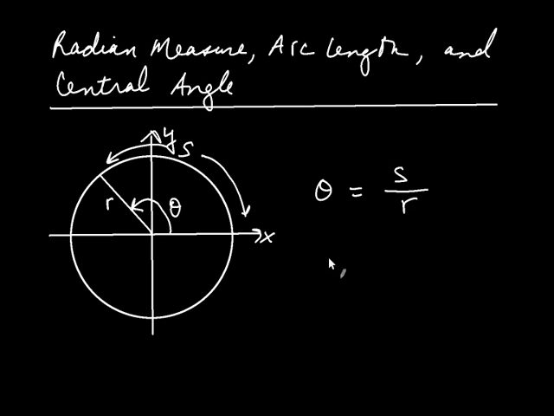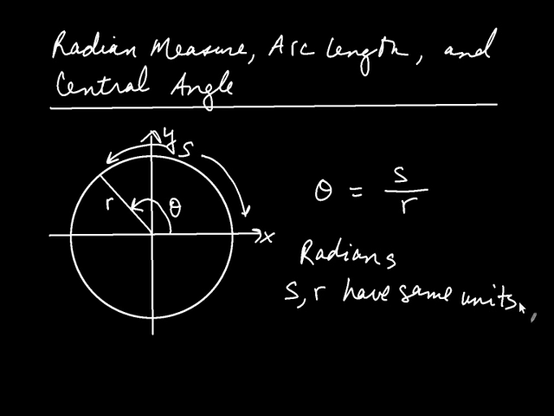Okay? So what's important here is that the angle is in radians, so this is the radian measure of an angle, not degrees, but radians. And another important feature is that the arc length and the radius have the same units. So S and R have the same units. Okay, and these units could be miles, feet, whatever they are, they just have to be the same.